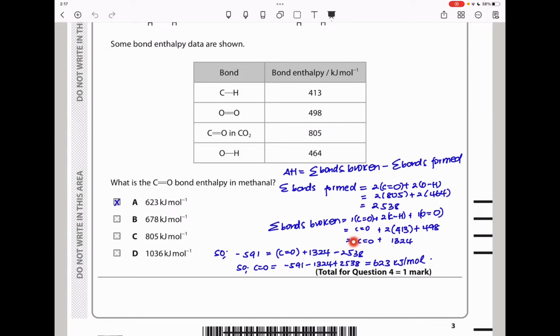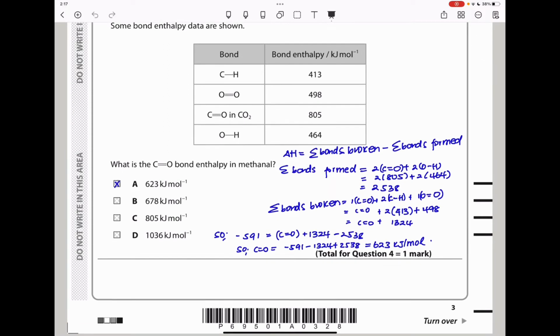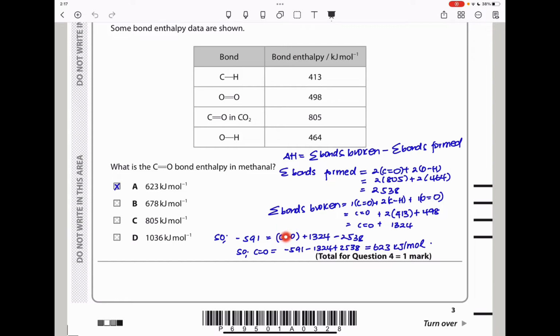So I fed this and that into my equation, keeping in mind that the enthalpy change was already given to be negative 591. So negative 591 should equal the sum of the bonds broken minus the sum of the bonds formed. Remember, the sum of the bonds formed was already calculated. If I keep this the subject, that goes to the other side and that goes to the other side. And finally, I get 623 kilojoules per mole as my answer. And you can see this is going to be A.